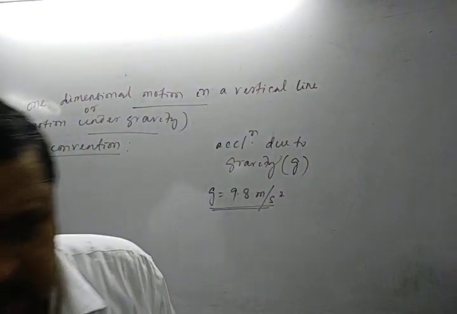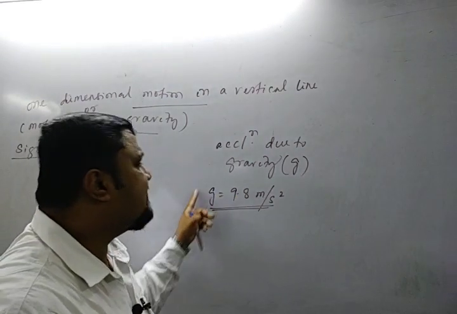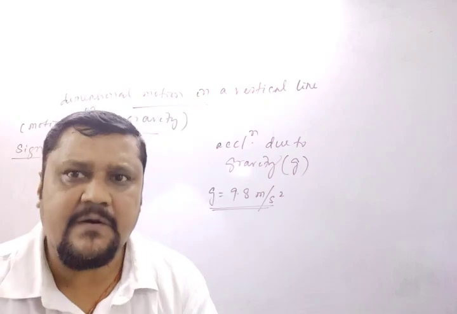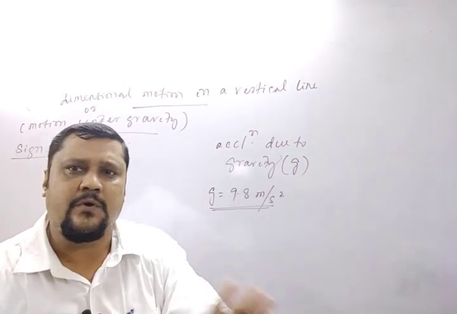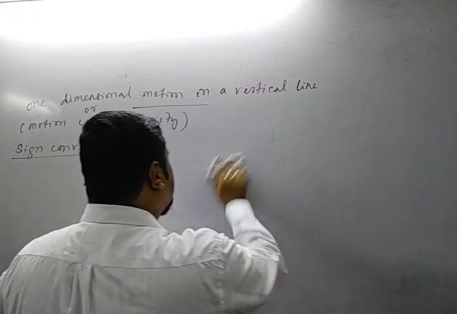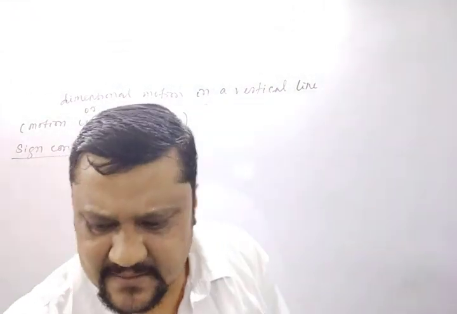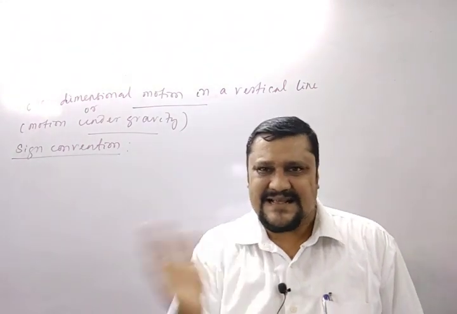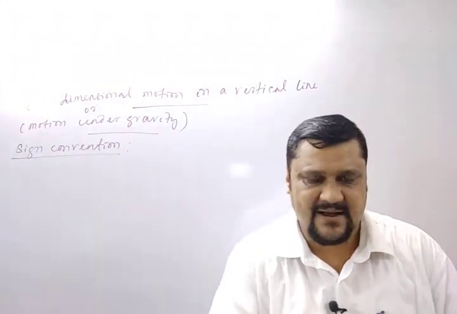So under the motion of gravity, the body is moving with an acceleration called the acceleration due to gravity, and this comes because of the force of gravitation of Earth. That is clear to all of you. I know that you got it. So now we use the sign convention. Remember, we are dealing with displacement, velocity, acceleration. These are vector quantities. We are dealing with vector quantities.